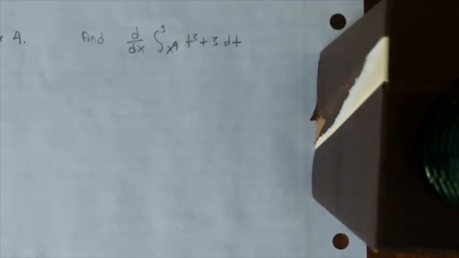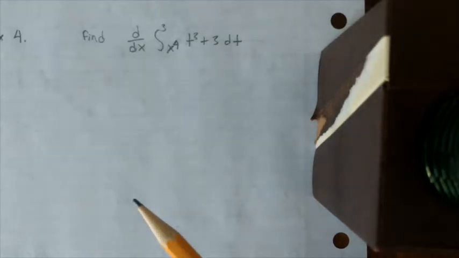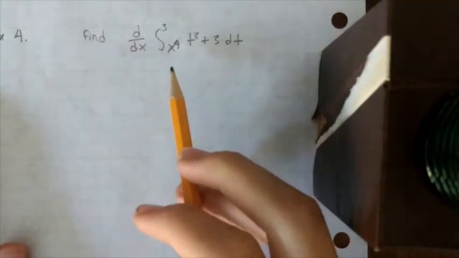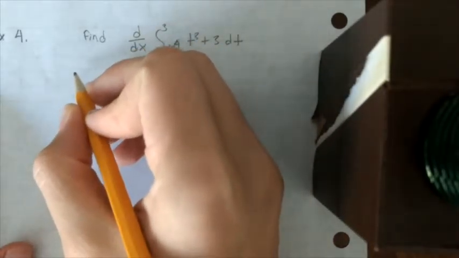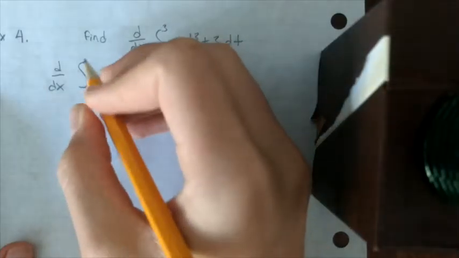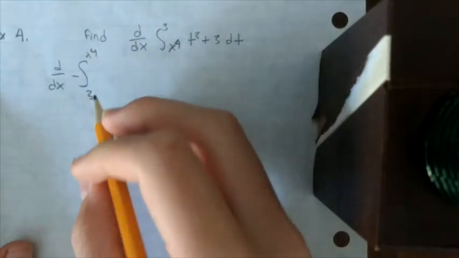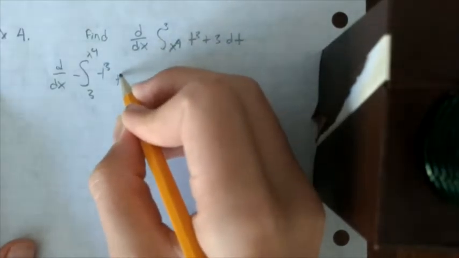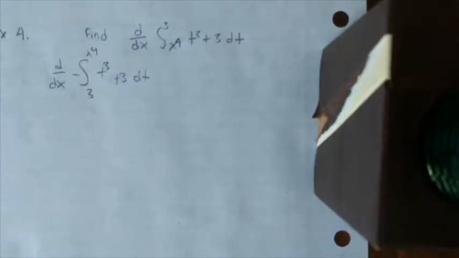Three rules, or all 4 rules, are needed to complete this problem. So first off, we have to flip the function so that the x is on top. So then we find the derivative of the negative integral from x to the fourth of 3t cubed plus 3 dt.